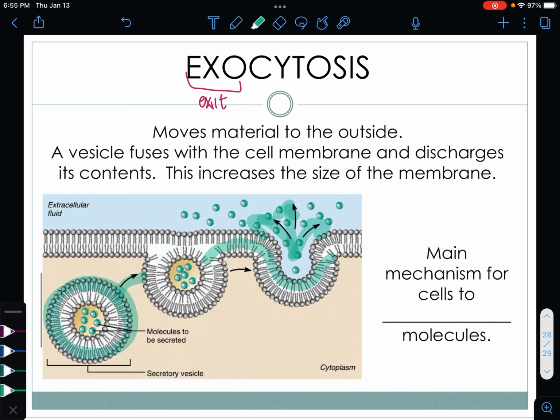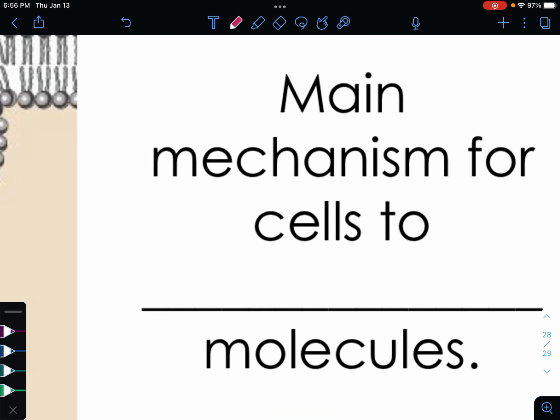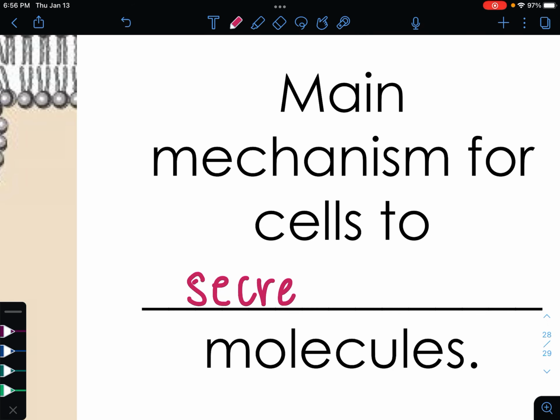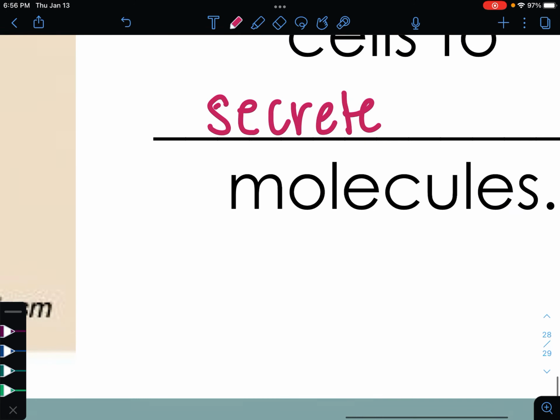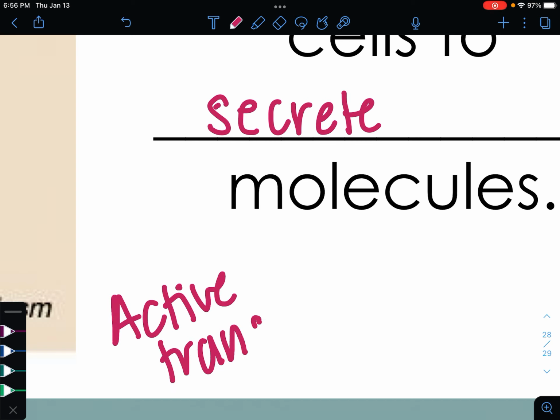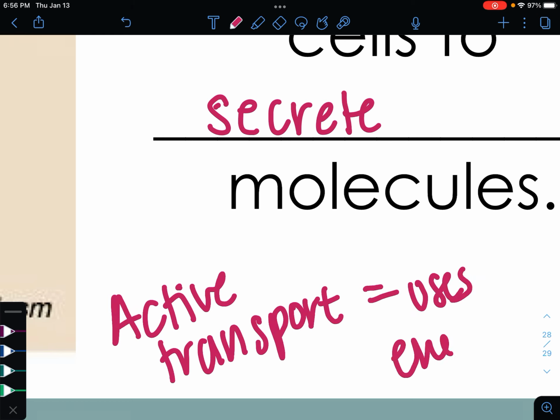Okay, when this happens, since we have this vesicle that's merging with the cell membrane, this is going to increase the size of our membrane because we're adding more membrane to it. And this is the main way that we are going to secrete molecules. Okay, one other thing that I want to add is exocytosis is also a form of active transport. Remember, this means it uses energy.